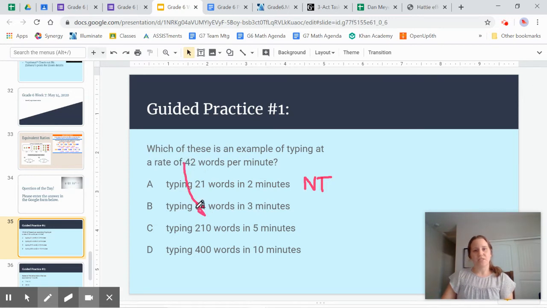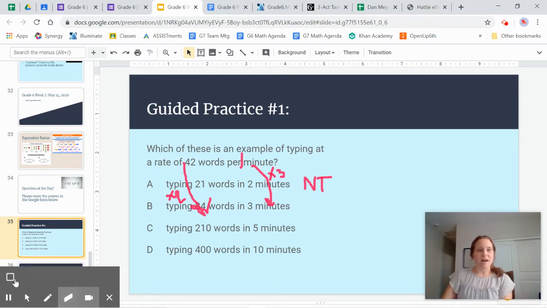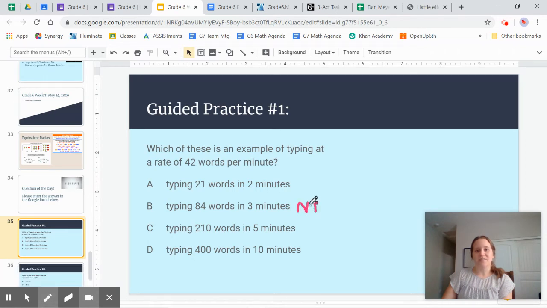Well, to get from 42 to 84, whoa, my pen went crazy, sorry. I multiply by 2. What about to get from 1 minute to 3 minutes? That's multiplied by 3, right? So have I multiplied by the same number for all parts of the ratio? No, I have not. So we're going to go ahead and mark B as not true, right?